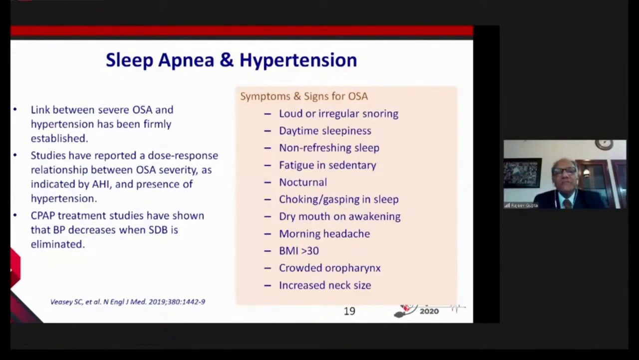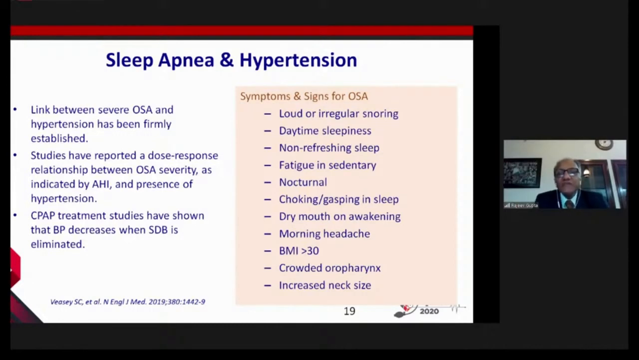We all know that sleep apnea is an important cause of hypertension. There's a strong link. There's a dose-response relationship between obstructive sleep apnea severity, as indicated by the apnea-hypopnea index, and presence of hypertension. CPAP treatment studies have shown that if you reduce the severity of sleep apnea by using proper devices, the blood pressure decreases.